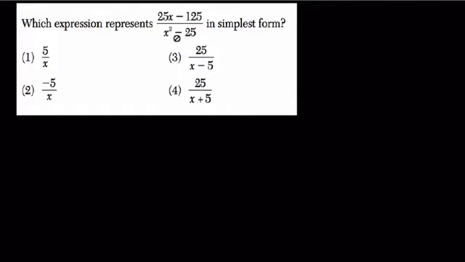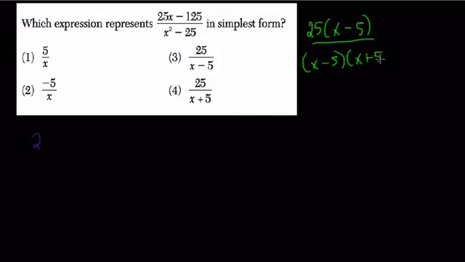Okay, we want to represent this in simplest form. So we have 25x minus 125. Pull out the common factor of 25. Switch pens there. 25 times x minus what? Well, 25 times 5 is 125. Over x squared minus 25, let's just say x minus 5 times x plus 5.